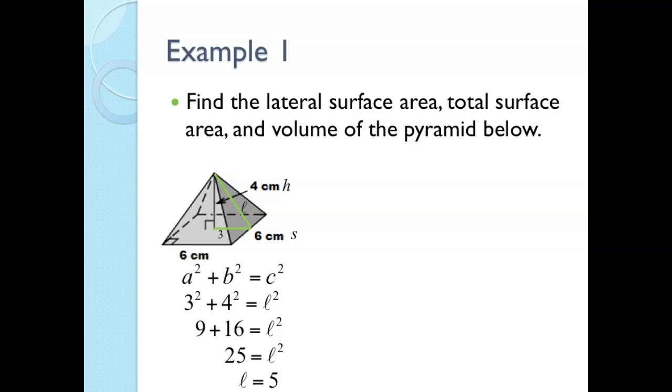Now that we have that, we can find the lateral area. That's 2 times S times L. So 2 times 6 times 5, which is equal to 60. And since this is an area, our units are going to be square centimeters.